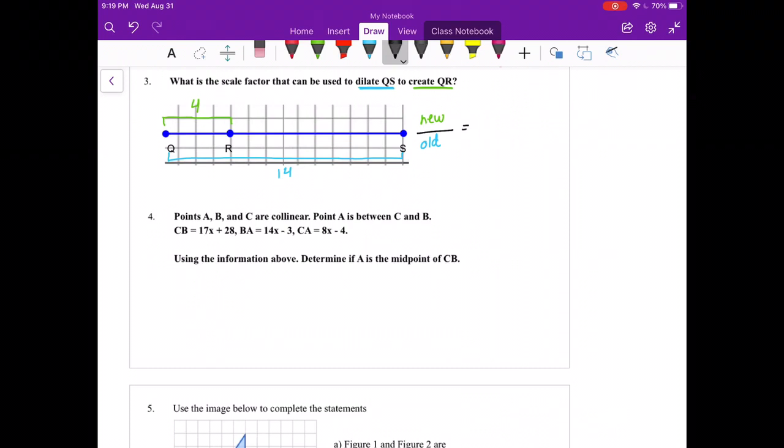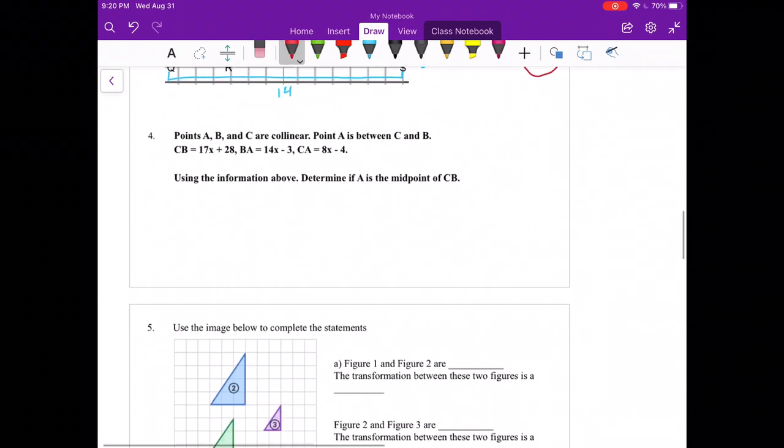Now we are going to set up our equation to put the new, which is 4, over the old, which is 14. We're almost done here, but our last step is to reduce this fraction. So we're going to find a number that both the top and the bottom can be divided by. Both the top and the bottom can be divided by 2, so this leaves us with the reduced fraction 2 over 7. And that is the answer. Now let's move on to question number 4.